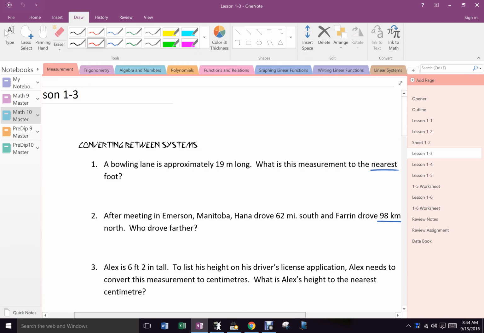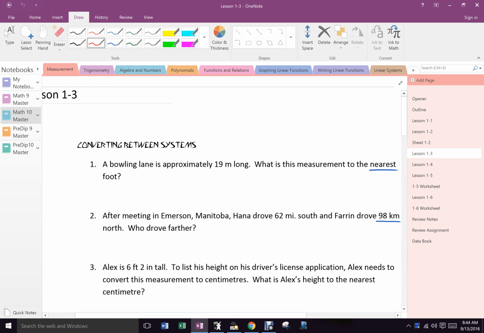Like I said, today's lesson is really short. We are converting between systems. Okay, so we're going metric to imperial or imperial back to metric. All right? This is something that is especially important in North America because we're stuck with the Americans. And they do a bunch of things, well, they do everything in imperial.